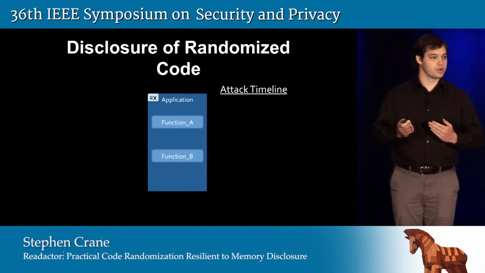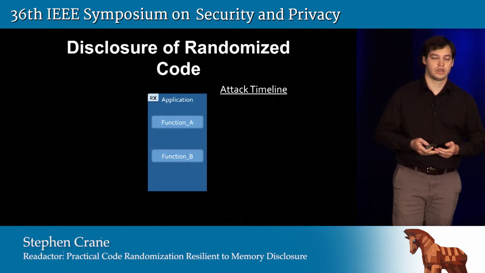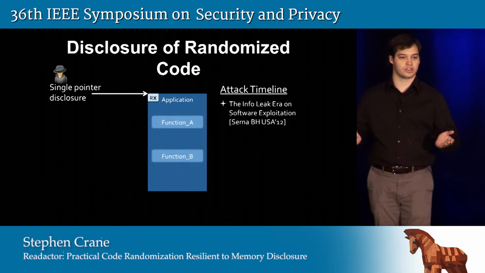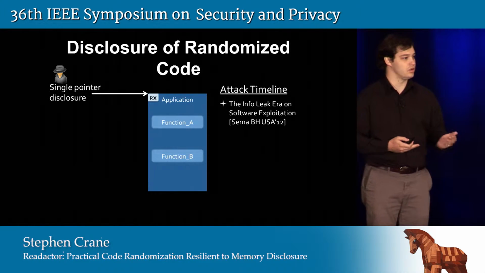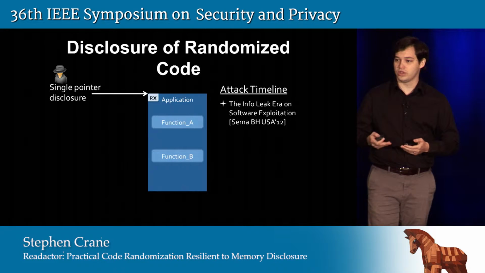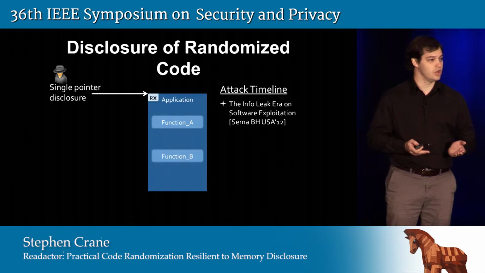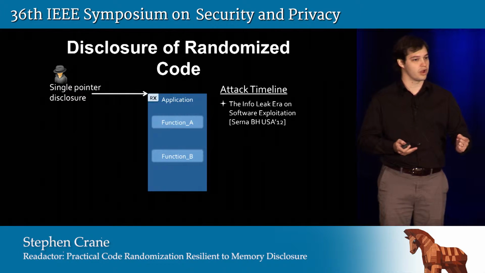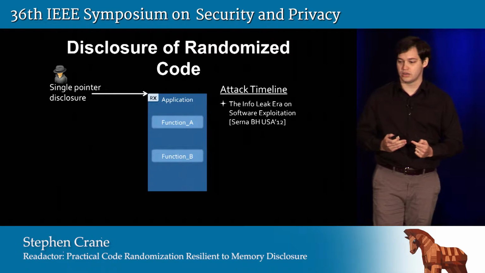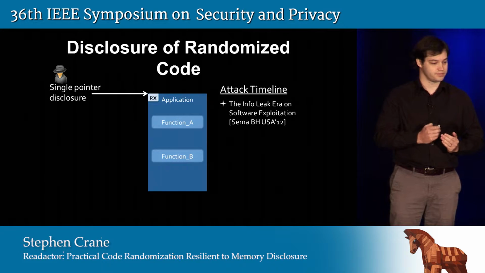So let's give a brief history of how memory disclosure attacks and code reuse attacks have evolved. First of all, to bypass ASLR, attackers started disclosing a single code pointer. Since ASLR only randomizes the base address of the program, the attacker needs to disclose a single code pointer into the program and then can relocate the return-oriented programming attack to adjust for this randomized base offset.